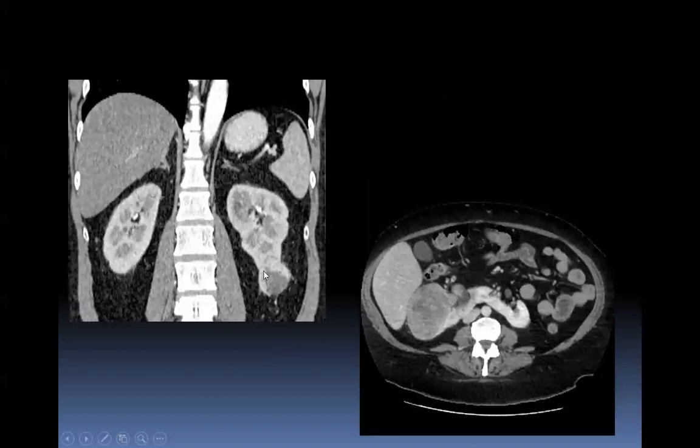Okay, so there's a lesion along the lower pole of the left kidney. Again, it has a cystic component and has a solid component which is enhancing. So which category would this be? 3 or 4?